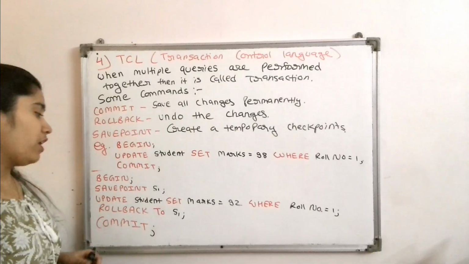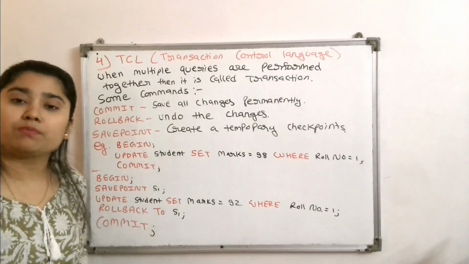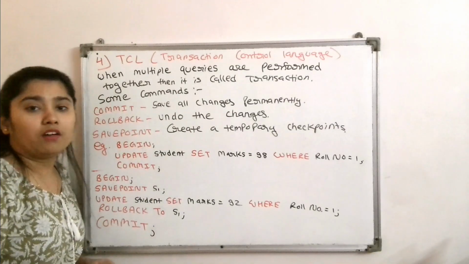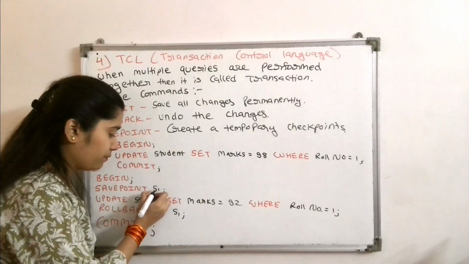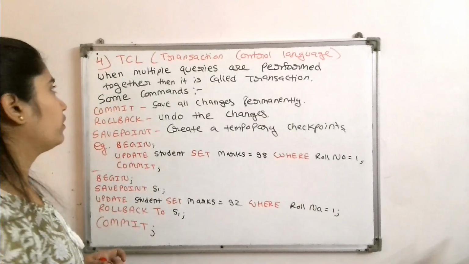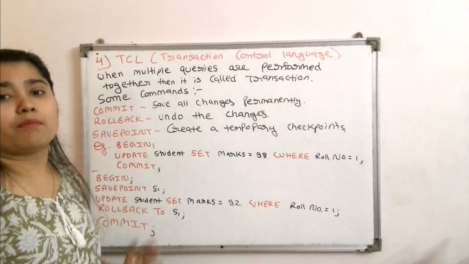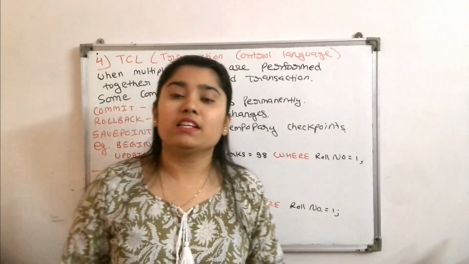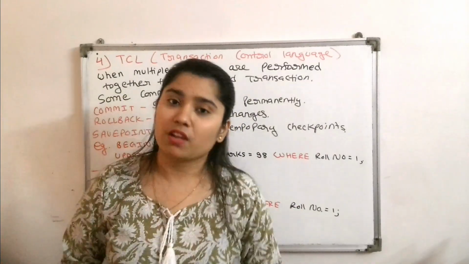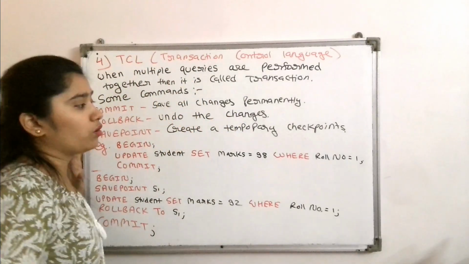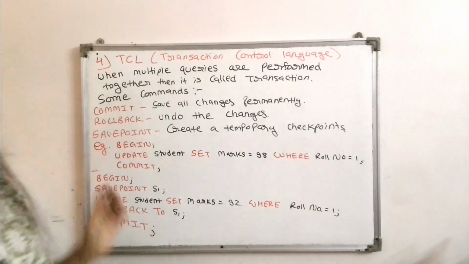Then after that we have used the COMMIT. Commit means that whatever changes we have made will get permanently saved. I hope you are clear with this. So the TCL commands ensure that our data stays correct even if the system fails. Now if you want to take a screenshot, take it or write it down.